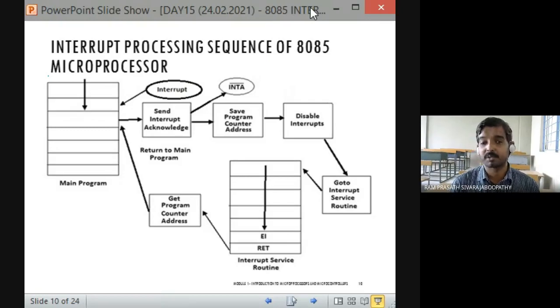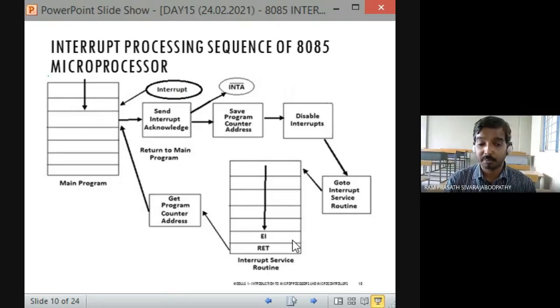We studied machine control instructions, right? We studied six instructions: EI, DI, SIM, RIM, NOP, HLT. Correct? In that, EI is one of the instructions. Yes, very good. Enable interrupt. EI stands for enable interrupt. This is the instruction to enable the interrupts.